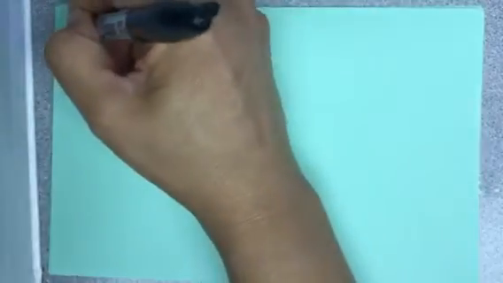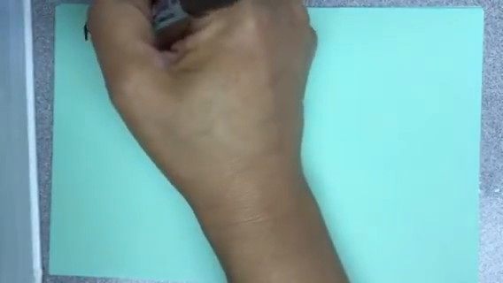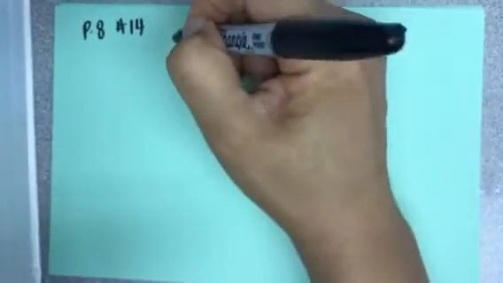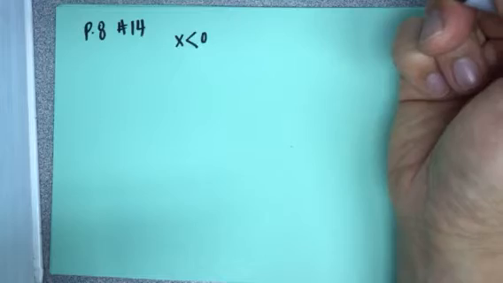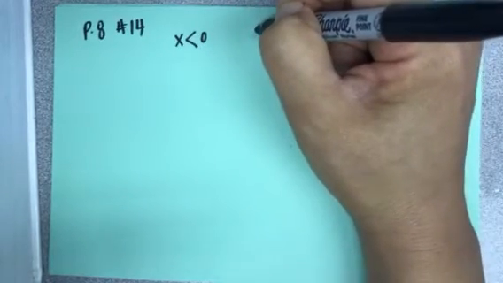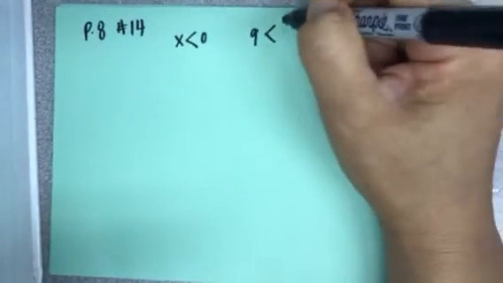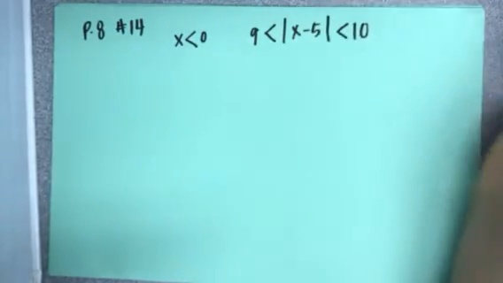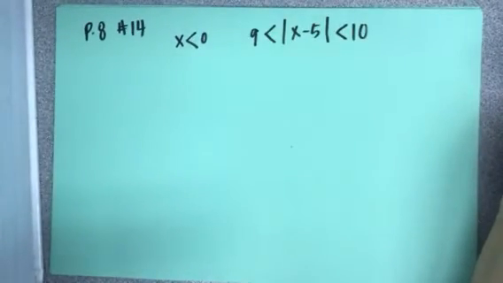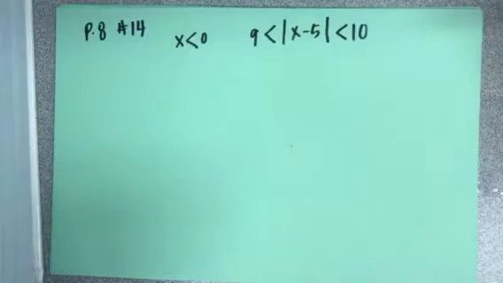The next question is going to be on page number 8, number 14. This question says x is less than 0. So what does that mean? That means x is going to be a negative number. And then it also gives you another given. 9 is less than the absolute value of x minus 5, which is less than 10. Which of the following includes the possible values of x minus 1? Because if you look at the answer choices, they're all something dealing with x minus 1.